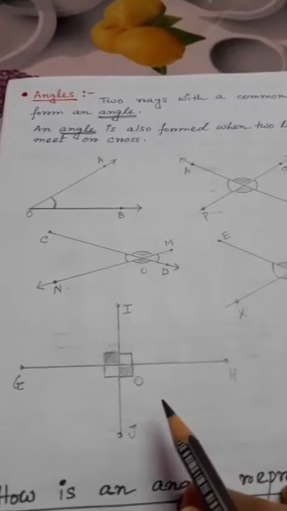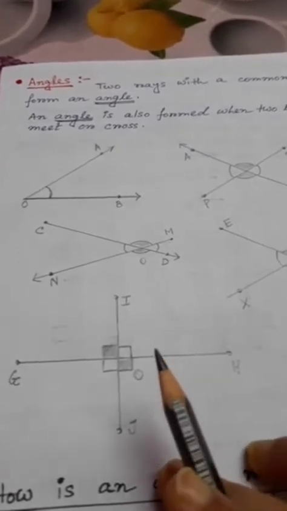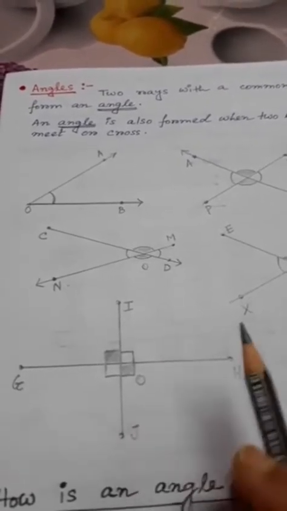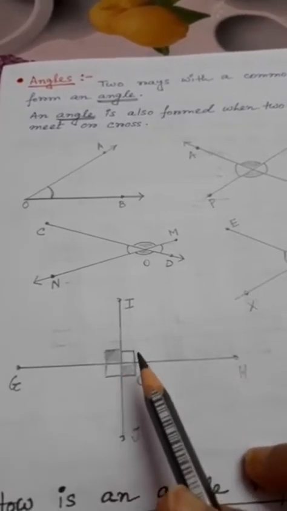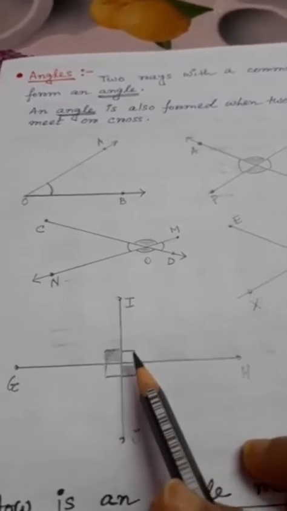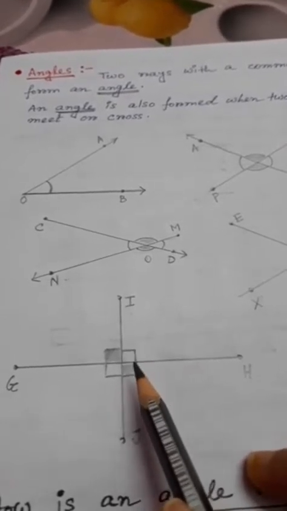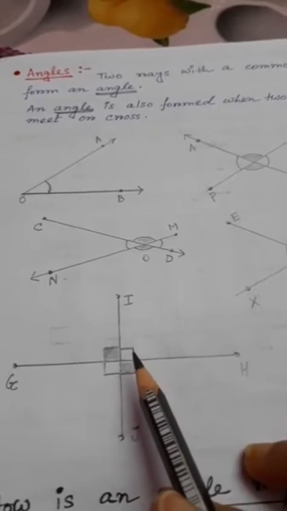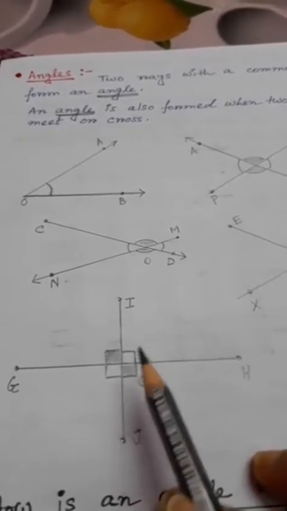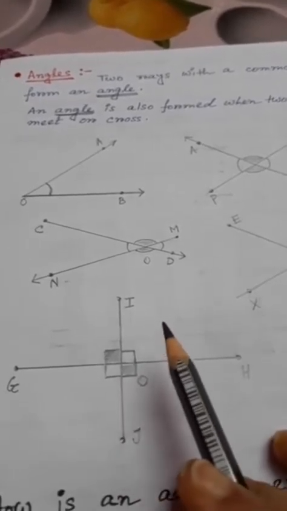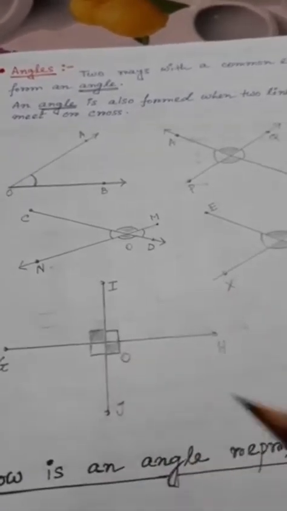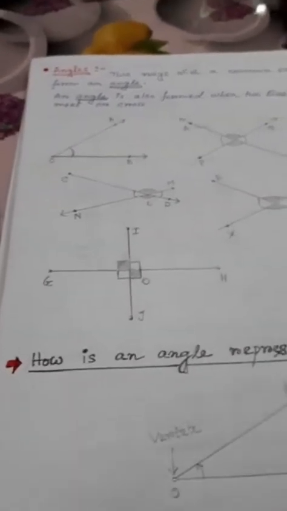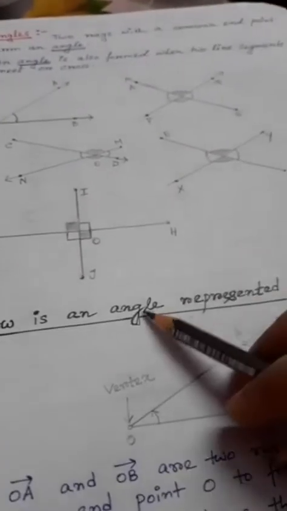Here is another picture where the two line segments cross each other and form an angle. See this small square I have drawn. That means this angle is 90 degrees, because I always told you we show a right angle by a small square. Okay, now an important fact is how an angle is represented.